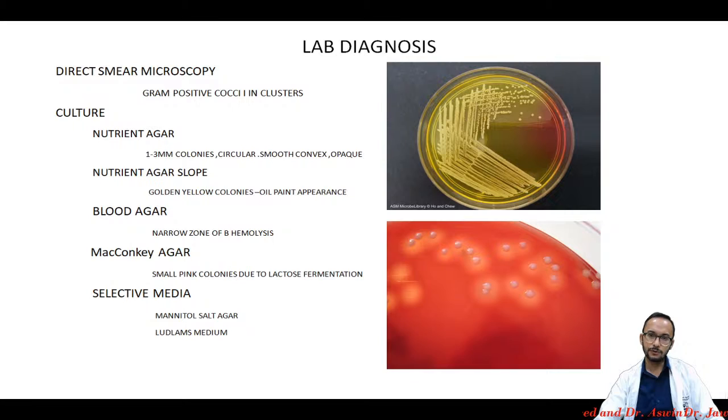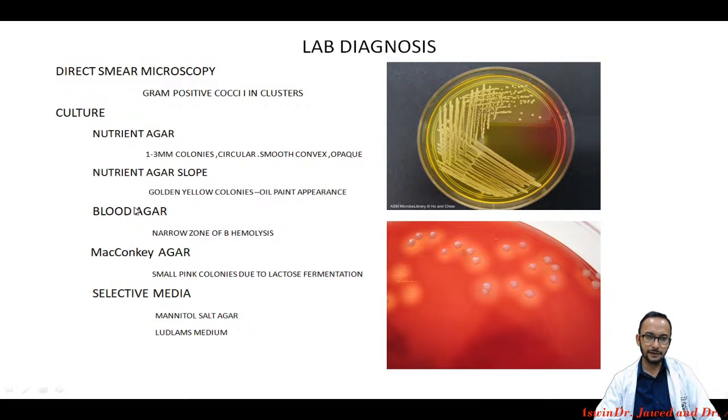So how do we diagnose Staphylococcus aureus? First of all, on the basis of gram stain, there will be gram-positive cocci in clusters, around 1 micrometer. They will be arranged in grape-like clusters. And on nutrient agar, they produce golden yellow colonies. This is one particular feature of the Staph aureus, that they produce pigmented, golden yellow colonies.